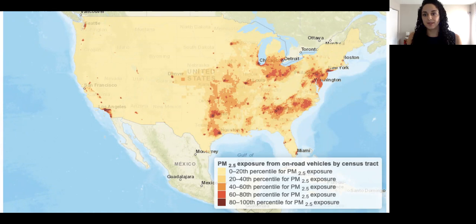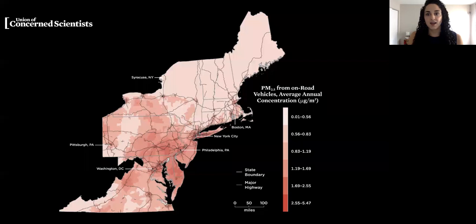On this slide, you will see a map of the Northeast and Mid-Atlantic states, which is the region that I focus on. It shows annual average concentrations of PM2.5 pollution from on-road transportation. The darker red colors are the heavier concentrations. And in this collection of states, we found that communities of color breathe, on average, 66% more air pollution from vehicles than do white residents.